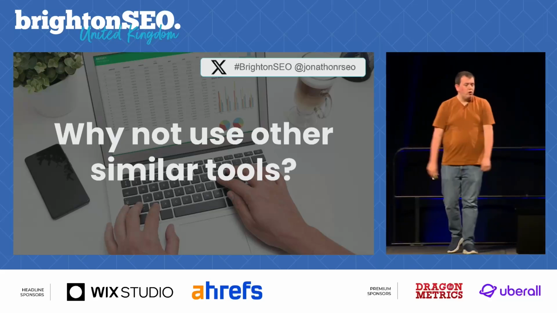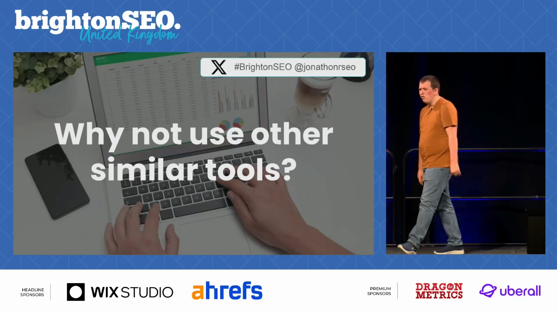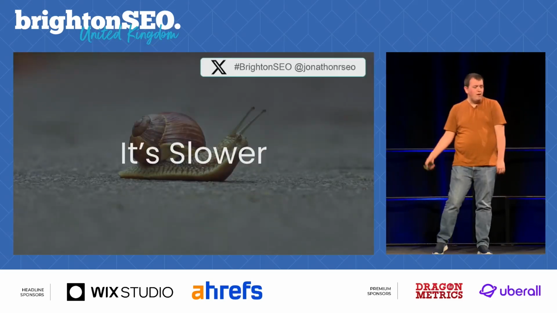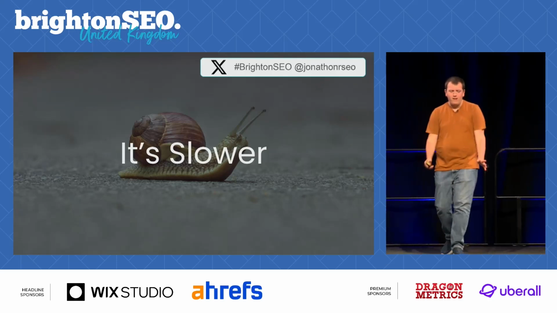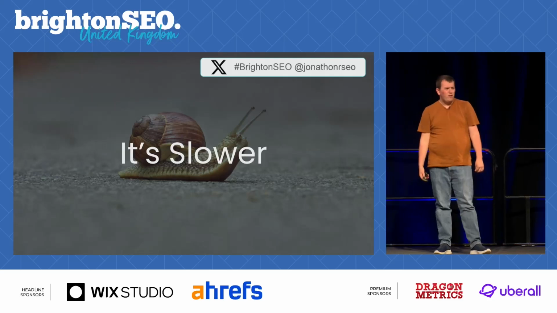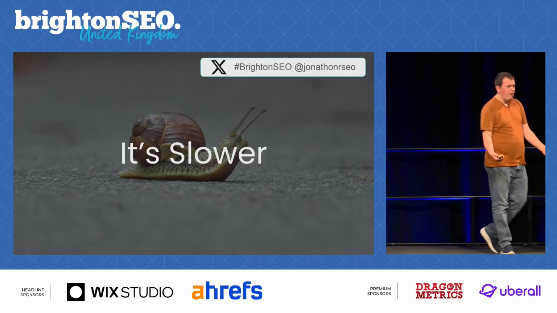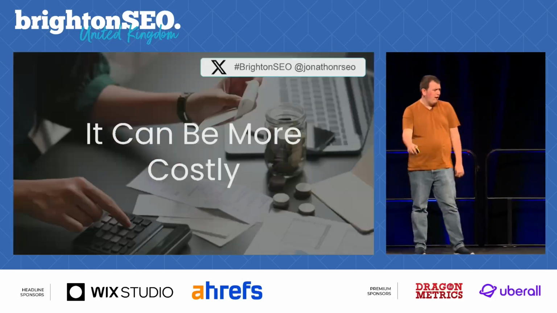So why not use other similar tools? Of course, there's many tools out there that we can use to do this as well. The problem is, they can be a bit slower than doing it this way. Once you've built it out, it's going to speed it up really quite quickly. So if we're using a platform and copying the data over into the Google Sheet, it's going to be a lot slower than, say, using this platform that I'm telling you about today.